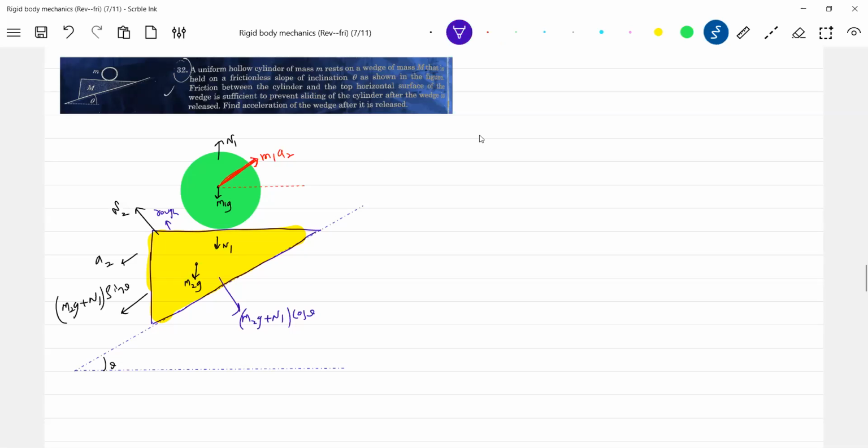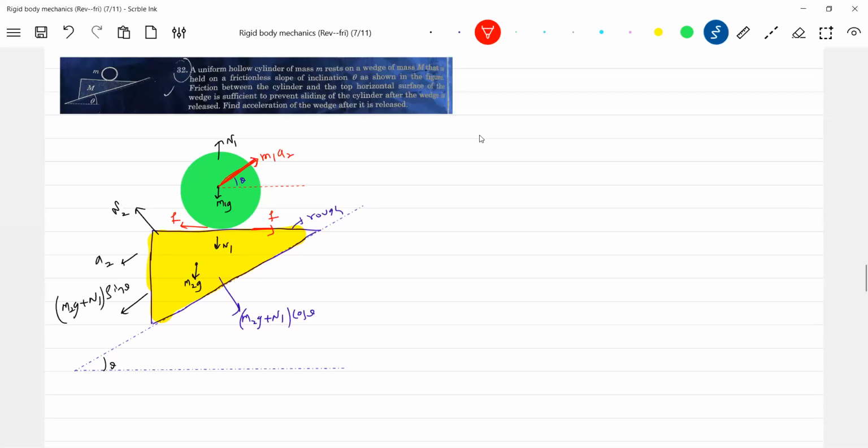So this angle has to be theta. Then the frictional force will be, then on the wedge, it will be this one. This is a rolling friction. I think these are the free body diagrams we must have.